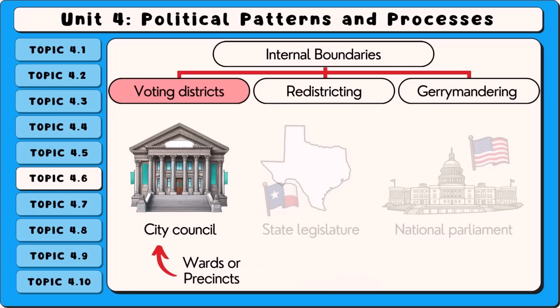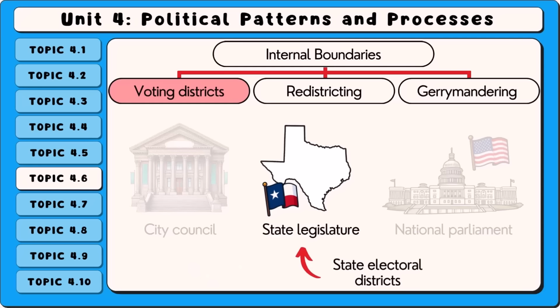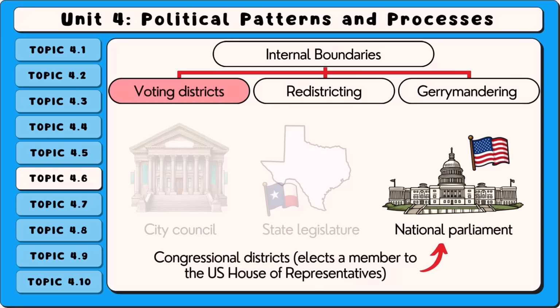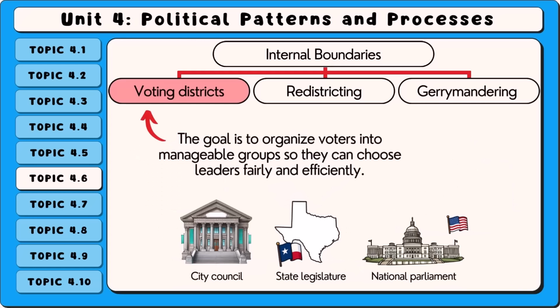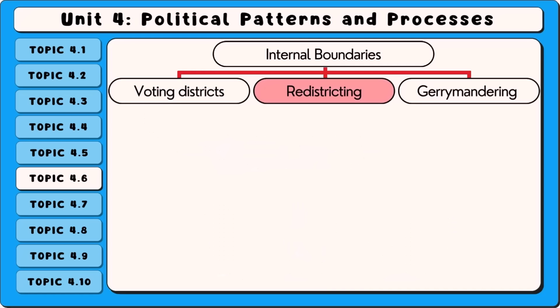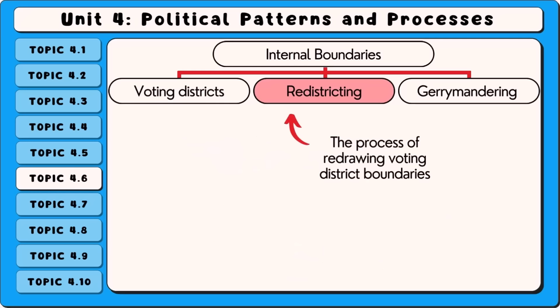At the local level, cities and towns may be divided into small voting districts called wards or precincts. At the state level, states are divided into districts for electing state lawmakers. And at the national level, states are divided into congressional districts, each of which elects a member to the House of Representatives. In each case, the goal is to organize voters into manageable groups so they can choose leaders fairly and efficiently.